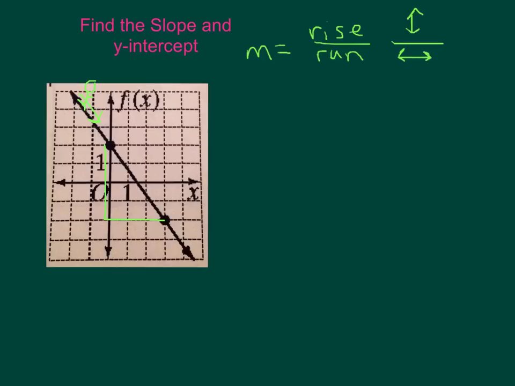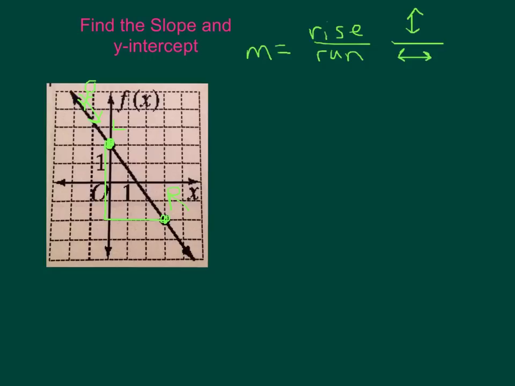So to find the rise over run, the rise, always start with the left point, and we want to move to the right point. So left point to the right point. Rise, which means how many units do you have to go up or how many units do you have to go down?